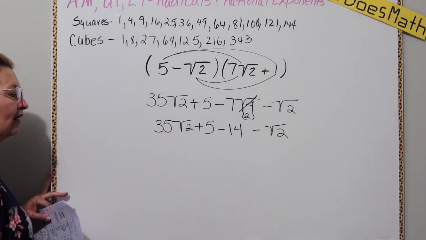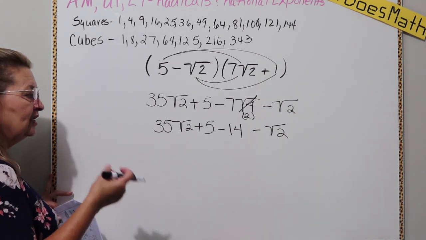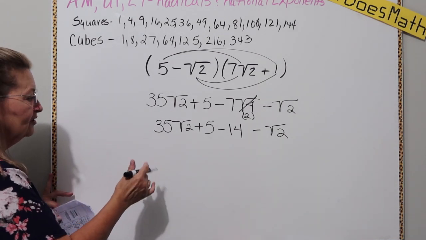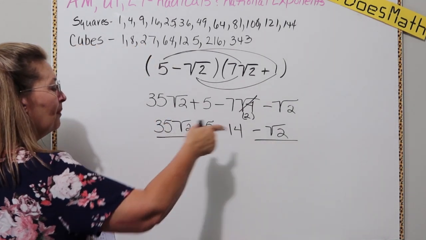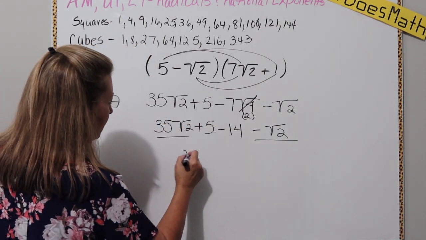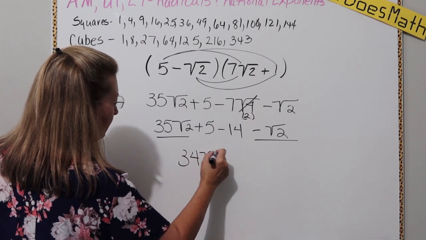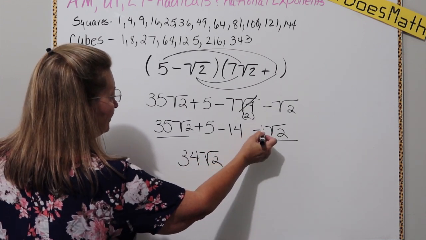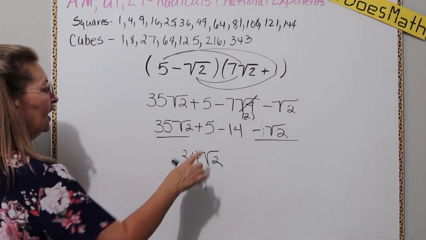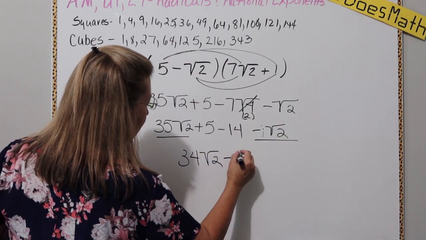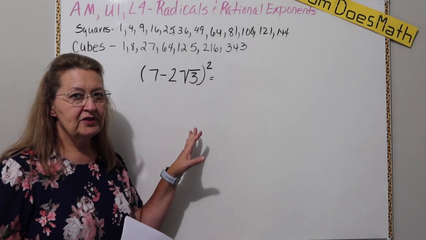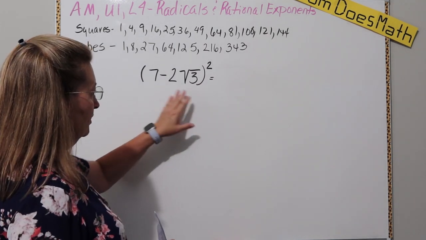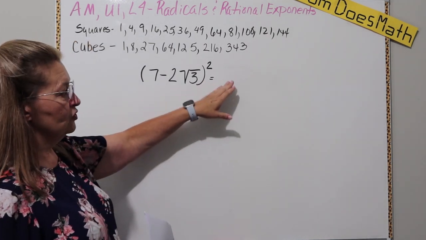Now we can combine all the terms that have matching radical parts. So 35 square root of 2 minus the square root of 2 gives you 34 square root of 2. Remember, this has the understood 1 out there. And 5 minus 14 is minus 9. Okay, let's look at number 16 now. We have a binomial squared, 7 minus 2 square root of 3 squared.